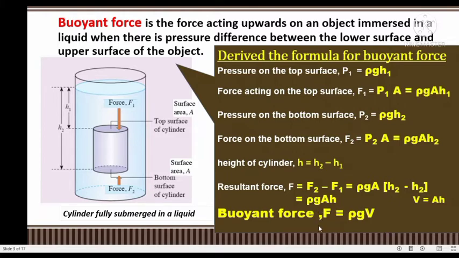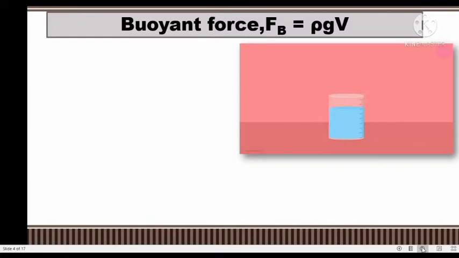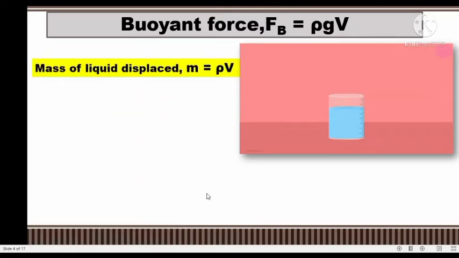Okay, so this is the formula that we can use to determine buoyant force. We have derived the formula for buoyant force: FB equals rho gV. Rho is density of liquid, g is gravitational acceleration, and V is volume of liquid displaced. So in this activity, we are going to find the relationship between buoyant force and weight of liquid displaced.